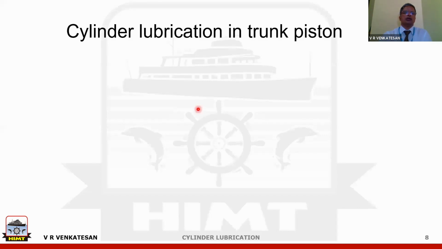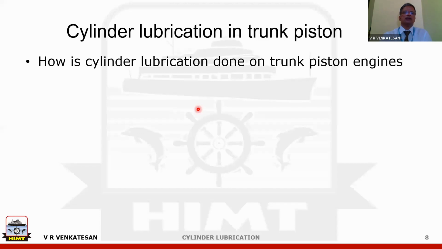So if we move on, in the case of a trunk piston engine, how is the lube oil reaching the trunk piston? Can any of the students answer? By splash lubrication. Gudgeon pin, sir. Some oil can come out of the gudgeon pin, but the gudgeon pin is in one direction. It is not a spherical design. So how do you make sure oil goes all around the liner? Splash oil control ring. Splash lubrication.